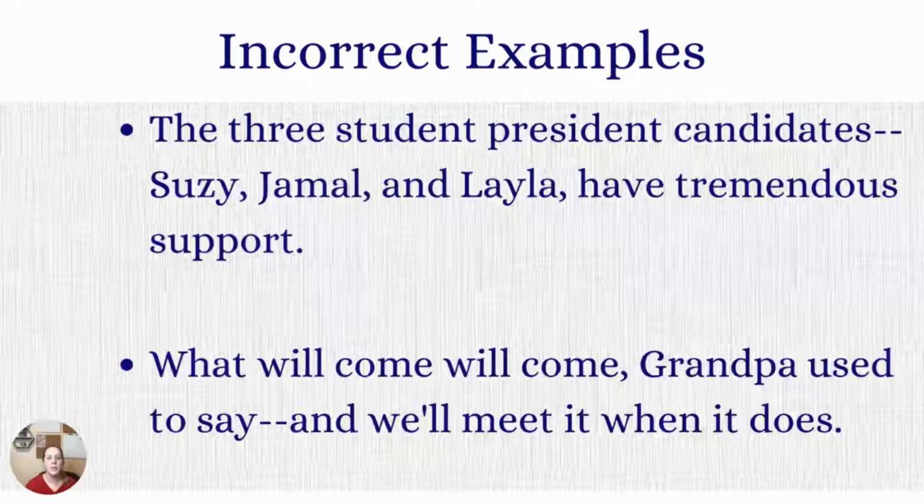Now let's look at those same sentences, but in these cases, the dashes are not being used correctly. So in the top example, we still have the dashes leading into it. So there's a dash after the word candidates. So far it's fine. However, notice that after the word Layla, there's a comma and not dashes.